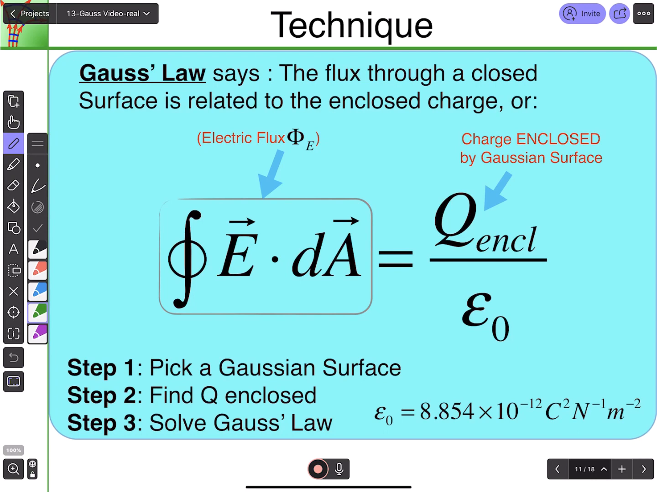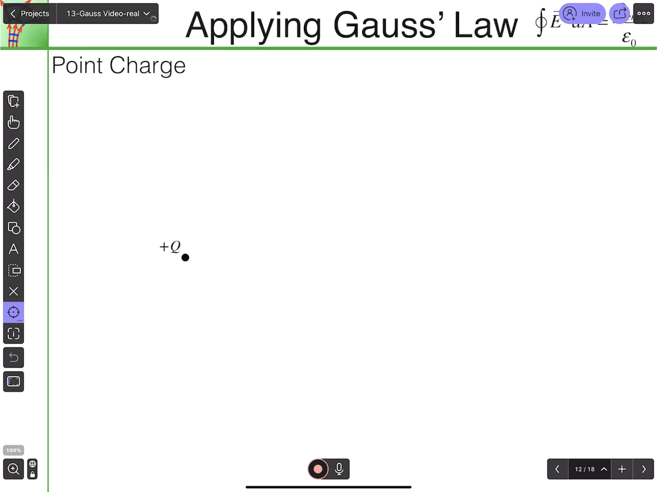Okay, so let's use Gauss's law to calculate some electric fields for very specific situations. Here's Gauss's law again, right? The integral of the electric field over the area, that's the flux, is equal to Q enclosed over epsilon naught. And we're going to use this to find some electric fields for some very specific situations. We'll pick a Gaussian surface, the thing that we're going to integrate over. We're going to find how much charge is inside the Gaussian surface, and then we're going to solve Gauss's law. Pretty straightforward.